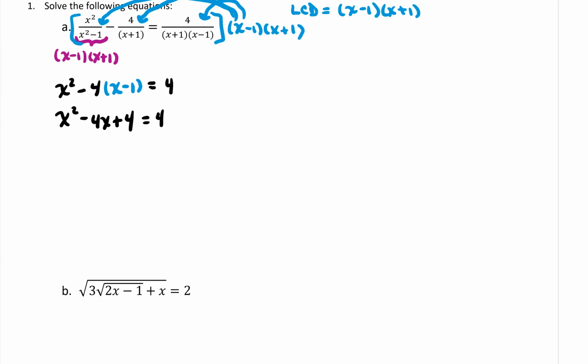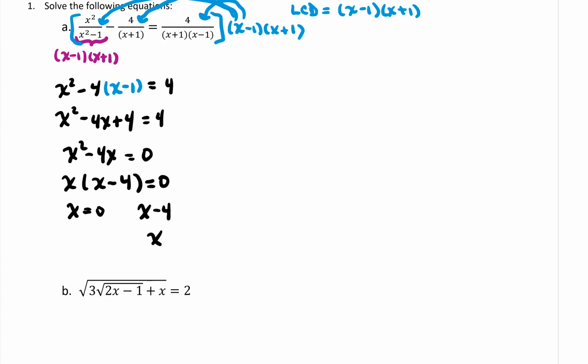So let's get everything again to one side of the equation. We can subtract 4 on both sides, and I notice that is going to cancel with a positive 4 on the other side, and so this is equal to 0. I'm going to solve this by factoring. I notice that both of them have a factor of x, and so pulling out an x, we get x times the quantity x minus 4. Set each factor equal to 0, we get x equals 0, and when x minus 4 is equal to 0, we get x is equal to 4.